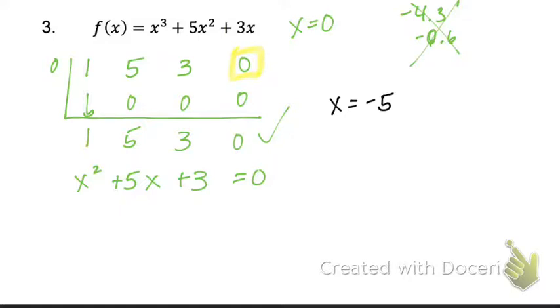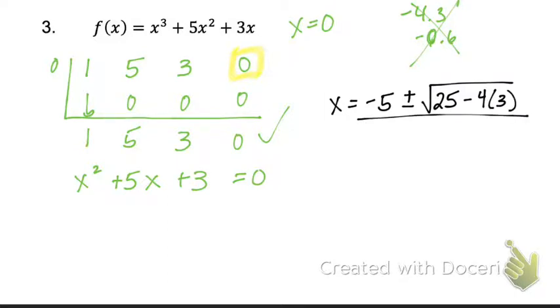So negative b plus or minus square root of b squared minus 4ac, all over 2a.